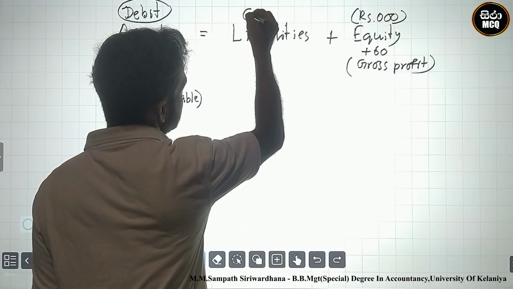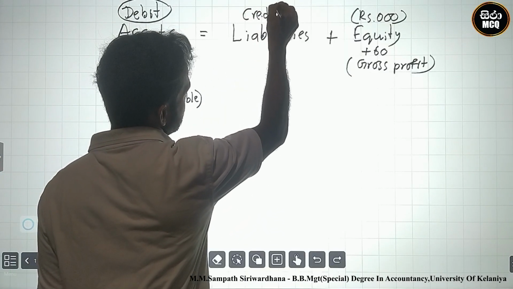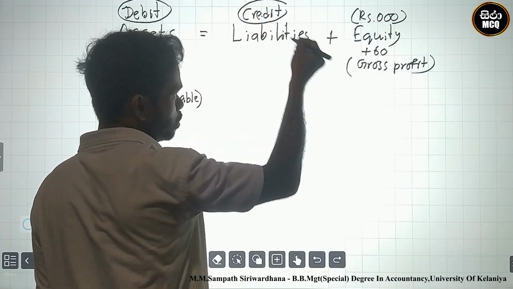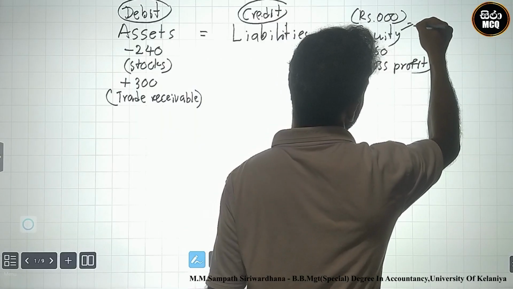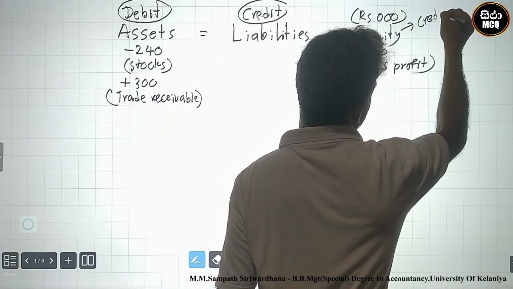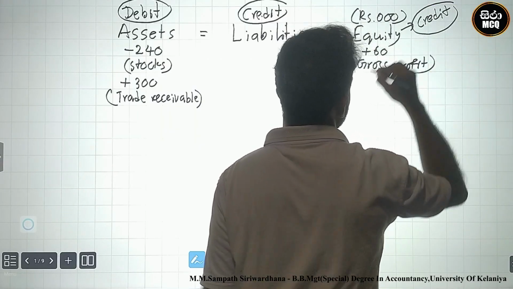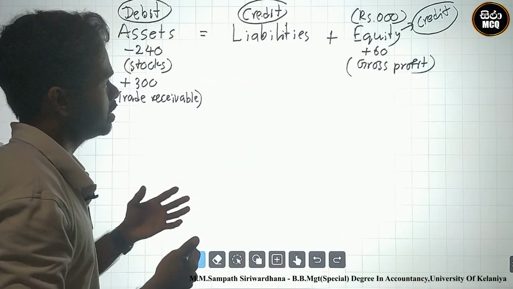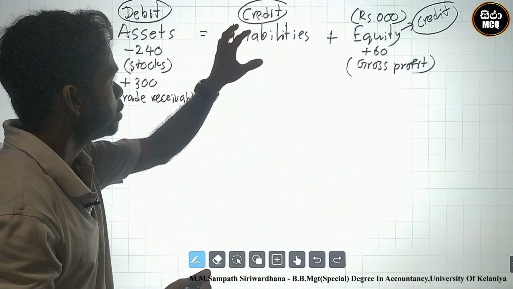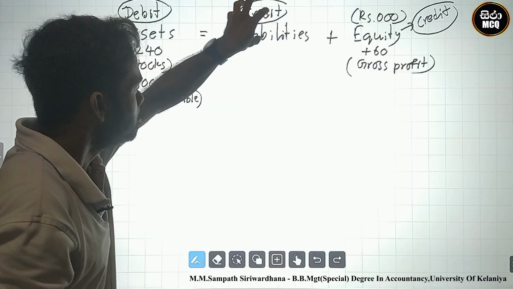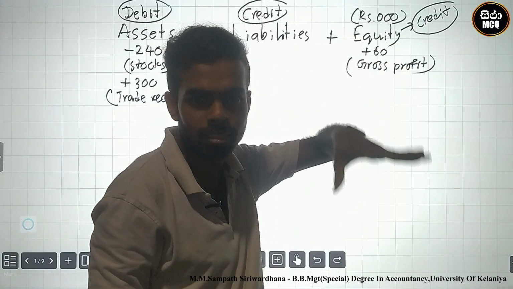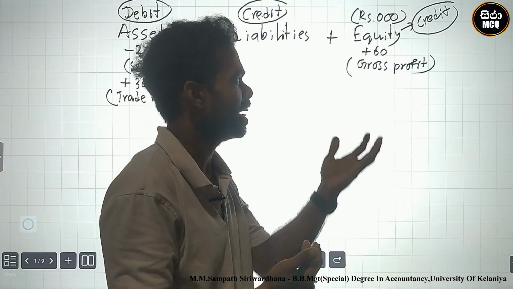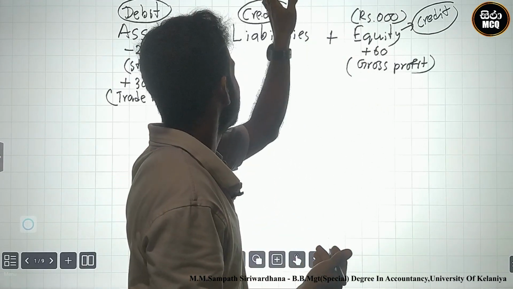The liabilities are credit dials. Based on this, we must impact this equation. Equity is a credit dial. There are credit shorts. Liabilities must be plus, and equity must be plus. They are glad. Why? They are happy.